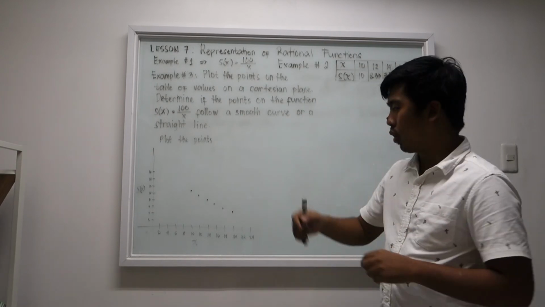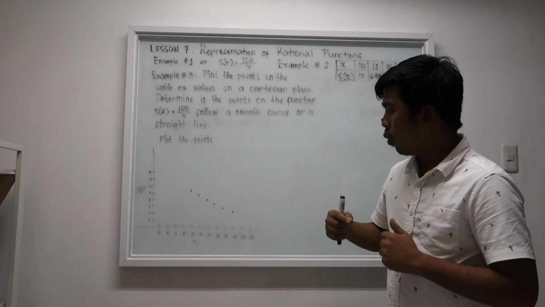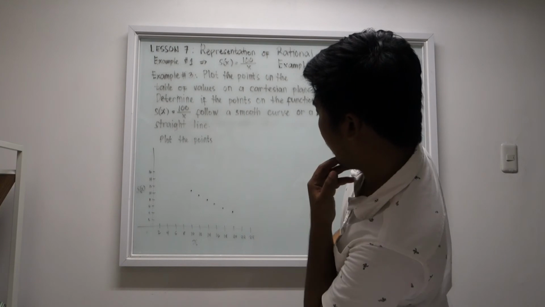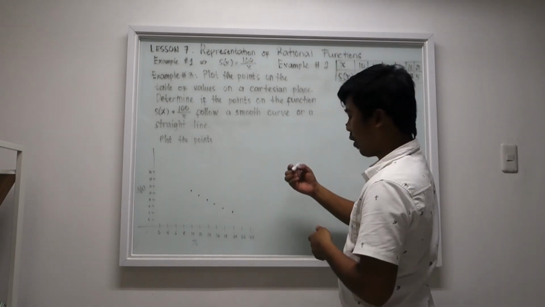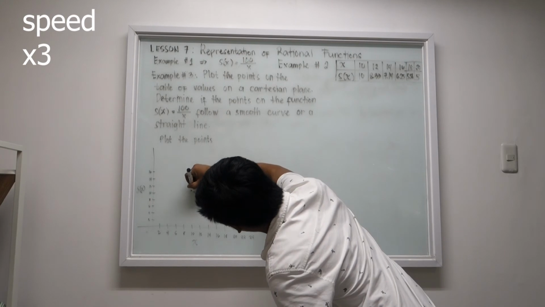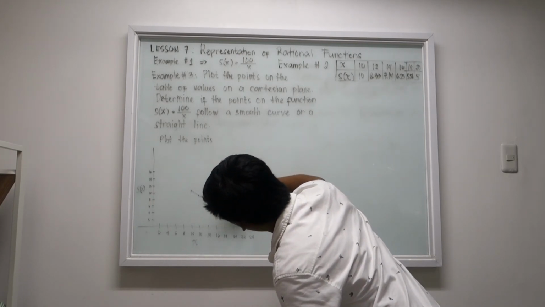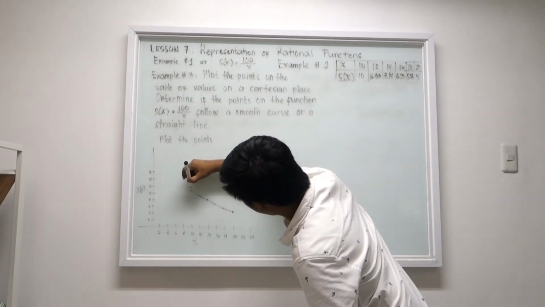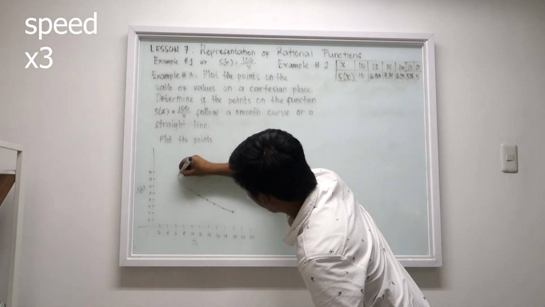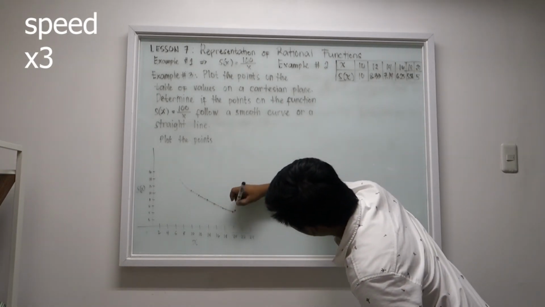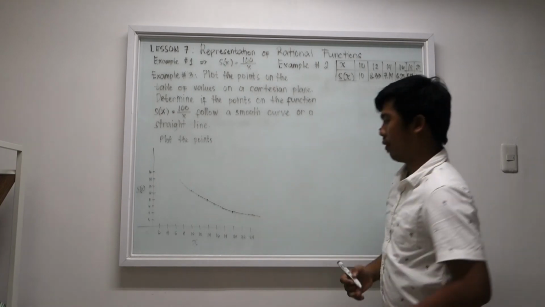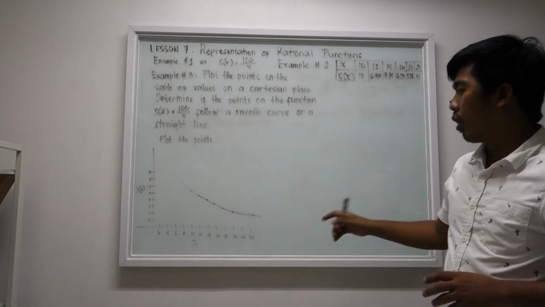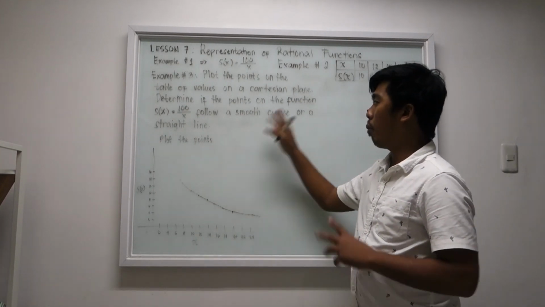What we need to do right now is connect the points to create a line or a smooth curve. What do you think? Is it a straight line or a curve? Let's try to connect. Oh, so meaning it's not a straight line, it's a smooth curve. So that would definitely be our sketch of this particular problem.